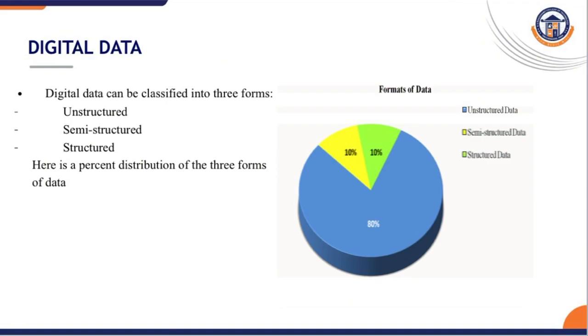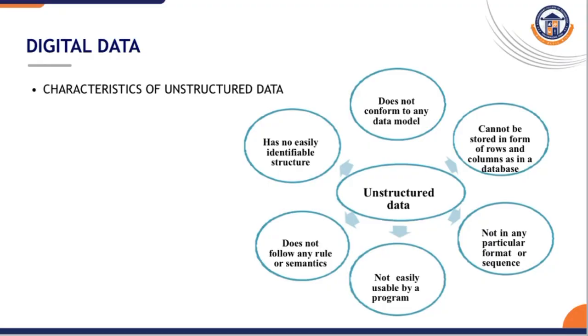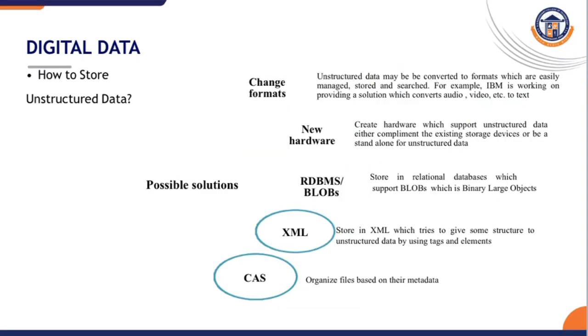What does unstructured data mean? This is the data which does not conform to a data model or is not in a form which can be used easily by a computer program. Generally, about 80 to 90% of the data of an organization will be in this format. So this is said to be unstructured data.